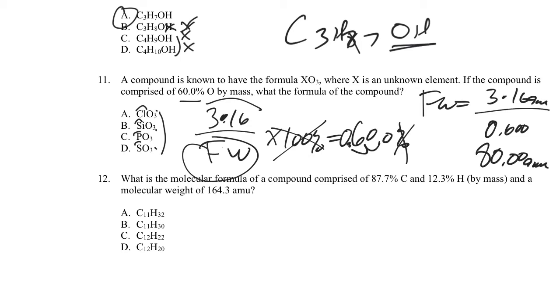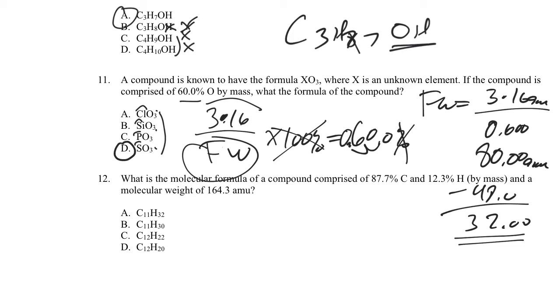AMU. And then we can look here and see, okay, if I take 3 times 16 is 48, that'll leave us with the formula weight here being about 32 AMU for the metal, or not the metal, for the other element. Then we can go look and see that sulfur has a mass of about 32.0. So this should be SO3.